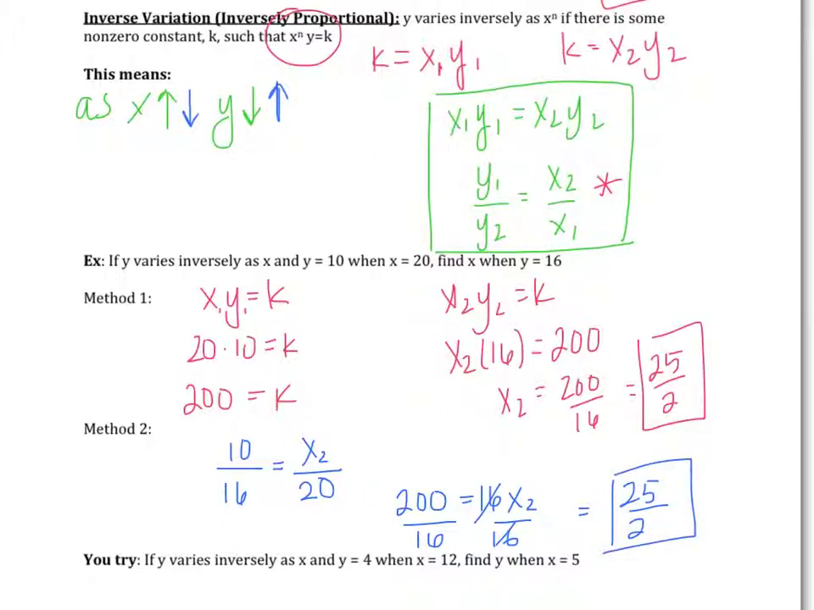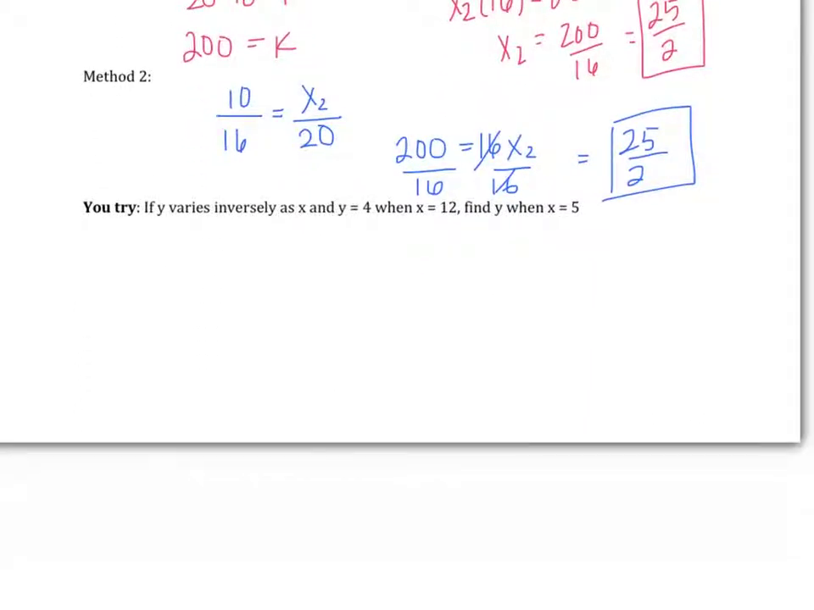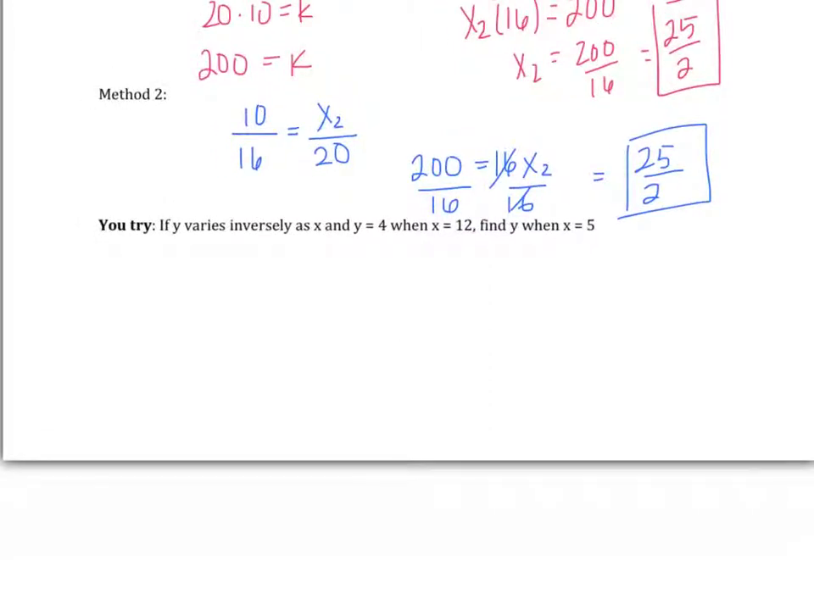So again, whichever method you like better, please use that and try this problem. When y varies inversely as x, y is 4 when x is 12. Find y when x is 5. When you do this, either method, you should get 48 over 5. So please try that and check your answer.